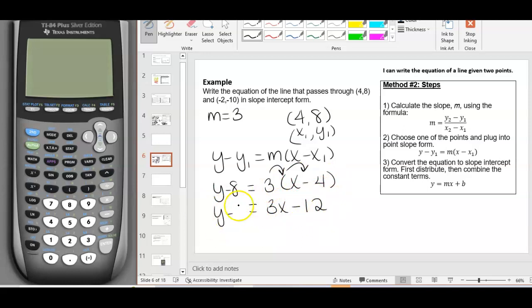And I have y minus 8 over here. Now to get this into slope-intercept form, all I need to do is add 8 to both sides so that I get my y by itself. So I'm going to end up with y equals 3x minus 4. You can see it doesn't matter how I do this problem, I end up with the same answer. So like I said before, you can just pick your favorite method and use it to figure out the equation of the line.